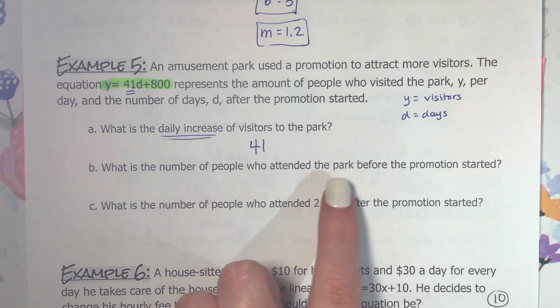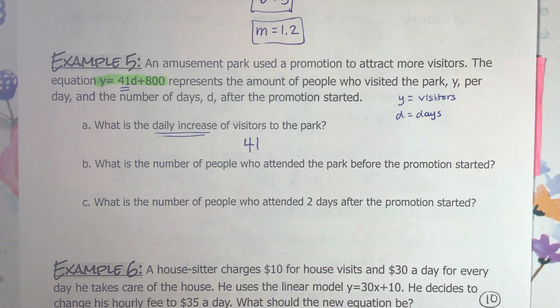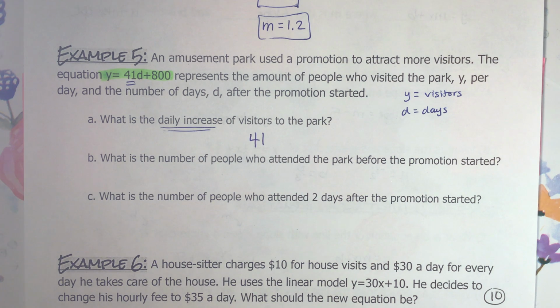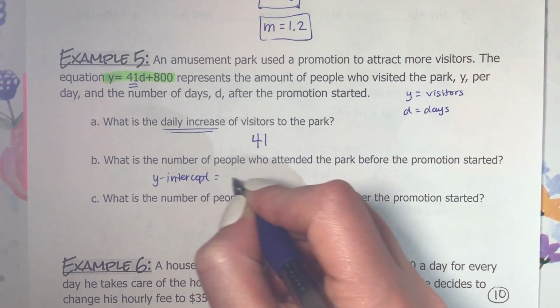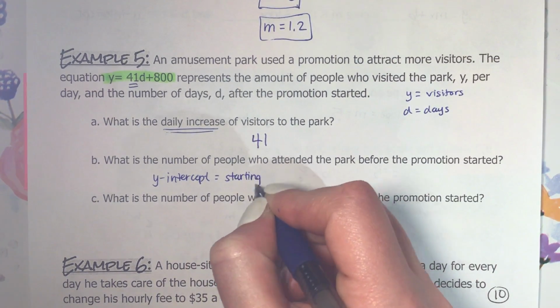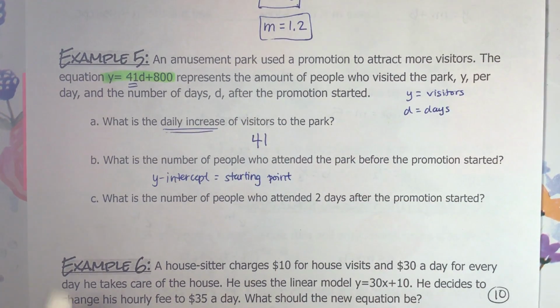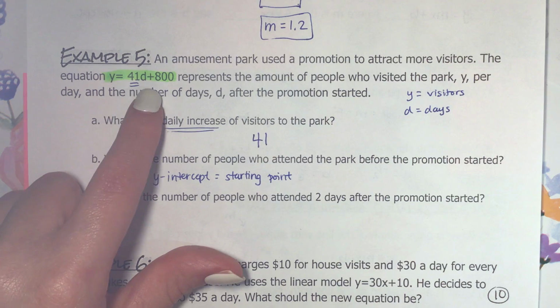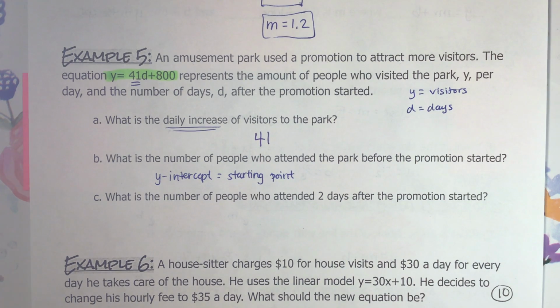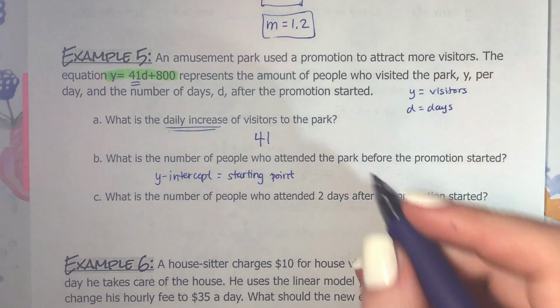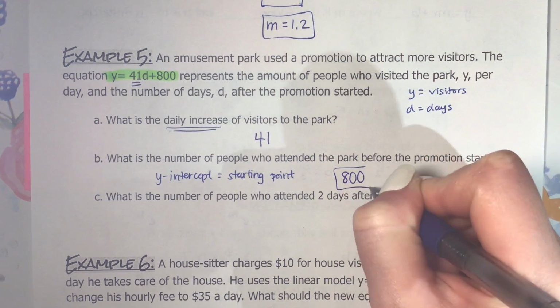What is the number of people who attended the park before the promotion started? So remember, y-intercept is kind of like the starting point. I'll write it again. So we just need to look at our formula. Y is equal to 41D plus 800, and 800 is the y-intercept, which means before the promotion, before the advertisement, they were getting 800 people at the park. So there's my starting point.